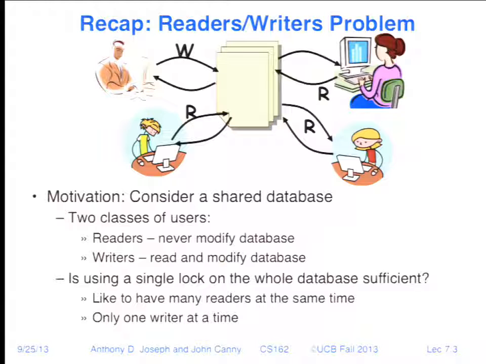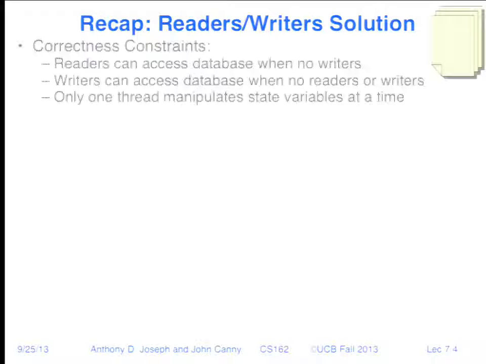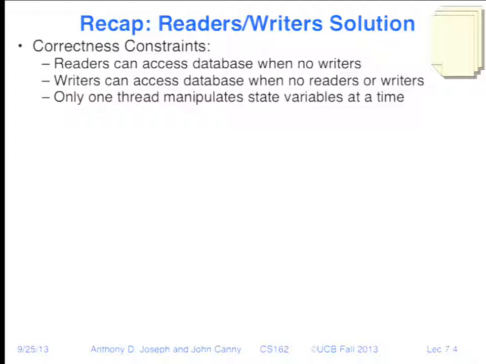Well, it wasn't the model we looked at last time. We wanted to do something a little bit more complicated that would allow many readers at the same time and only one writer. So the correctness constraints were: readers can access the database when there are no writers. Writers can access when there's neither reader nor writer. And only one thread should be manipulating the state variables, whether it's a reader or writer.